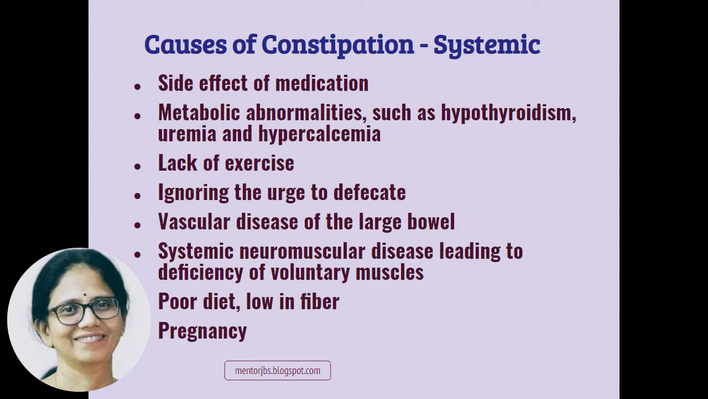The systemic causes of constipation include: it could be a side effect of medication. Constipation can also be due to metabolic abnormalities such as hypothyroidism, uremia, and hypercalcemia. Constipation can also occur due to lack of physical activity and exercise. And sometimes constipation occurs due to ignoring the urge to defecate, in case of lazy people, or in case of children, or in case of elderly.